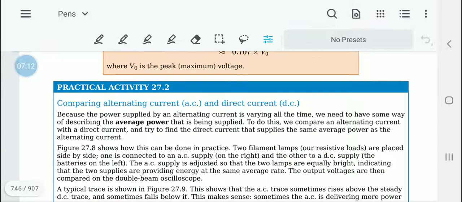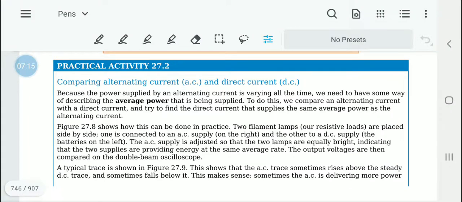Now we are moving into practical activity 27.2. Here we are going to practically see how this relationship stands.